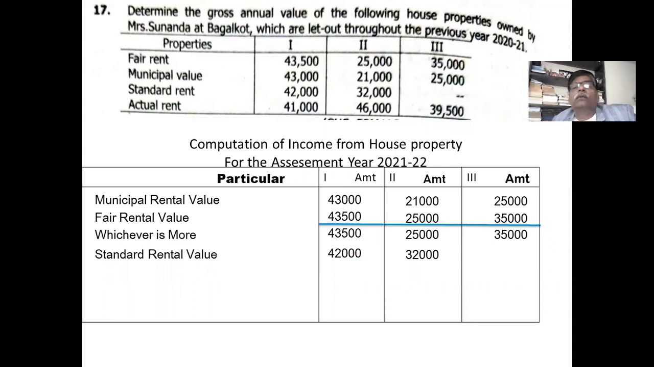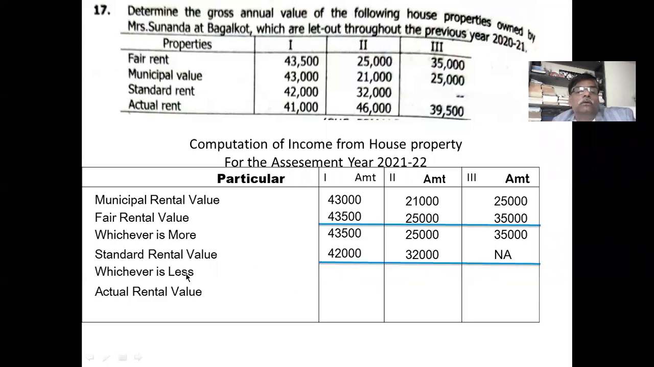No standard rent means standard rent is not applicable. So you write NA, not applicable. NA means not applicable. Then you underline this. You take whichever is less. Whichever is less, you have to take.